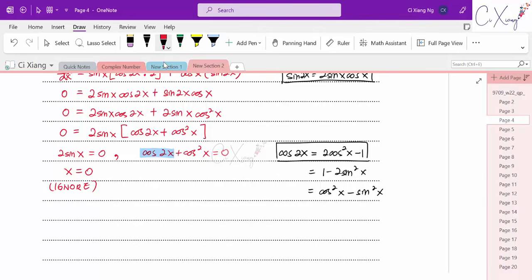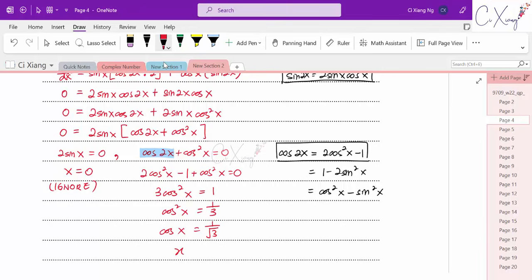So cos 2x, if I apply the double angle formula, 2 cos square x minus 1 plus cos square x equals to 0. From here, I'm having 3 cos square x equals to 1, cos square x equals to 1 over 3, cos x equals to 1 over square root 3. For me, I only consider the positive value for 1 over square root 3 because the domain already stated that x is between 0 and pi over 2, which is actually in the first quadrant. So I only consider the positive value for the first quadrant.